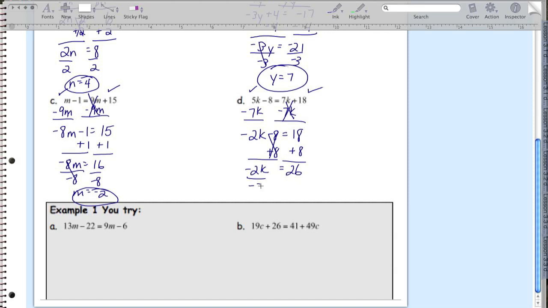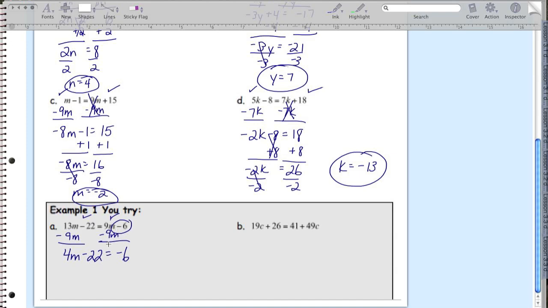Then I'm going to divide by negative 2, divide by negative 2, k equals negative 13. And these bottom two here, both sides are simplified. I'm going to subtract 9m, subtract 9m. 13m minus 9m is 4m, so I have 4m minus 22 equals negative 6.